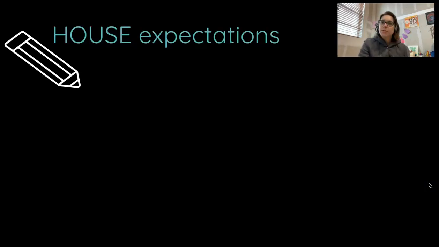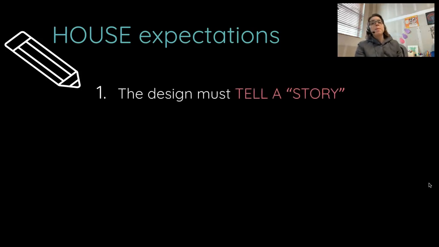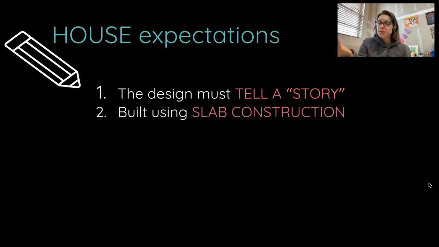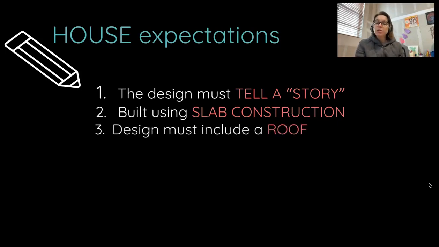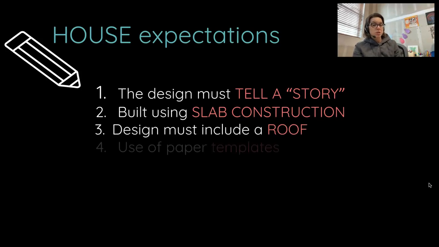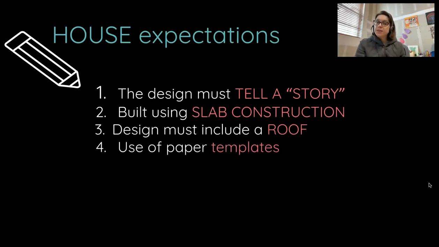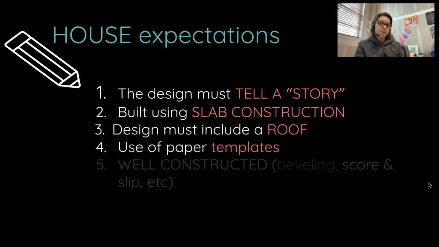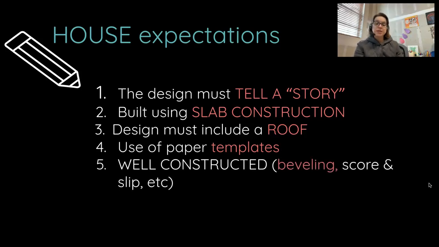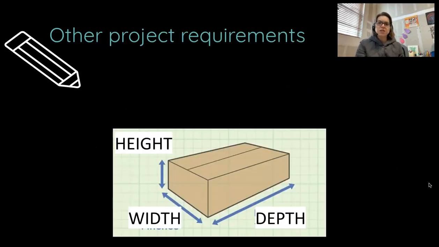Now let's review the house expectations. The design must tell a story. And it's being built using slab construction, okay? So we are using slabs to create the house. The design must include a roof of some sort. We're using paper templates to help us create the slabs. And it should be well constructed, as in we use beveling, scoring and slipping, we're blending the seams together, all those things that you've already learned about in our previous lesson.